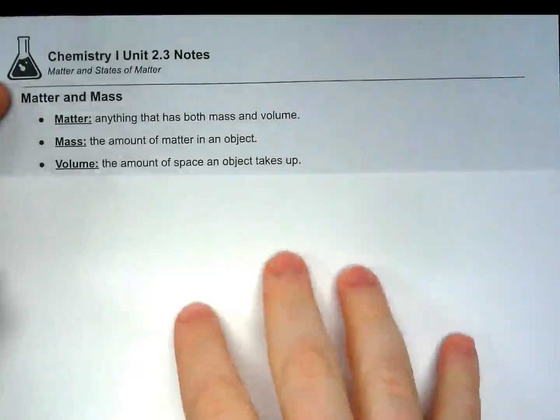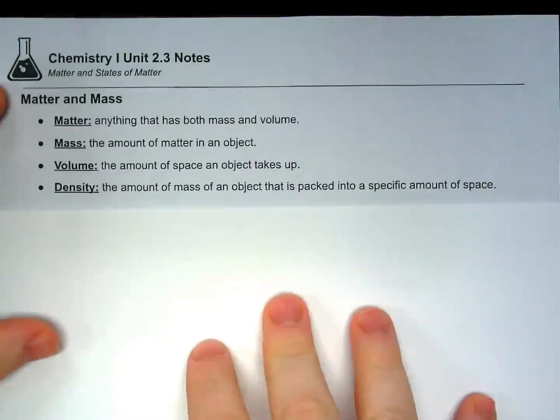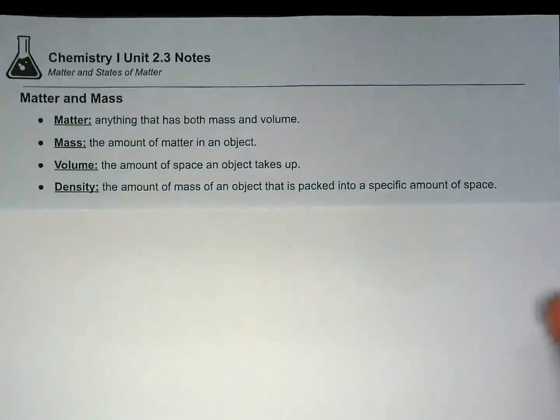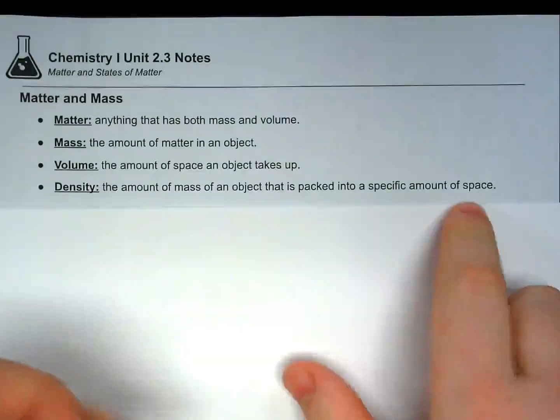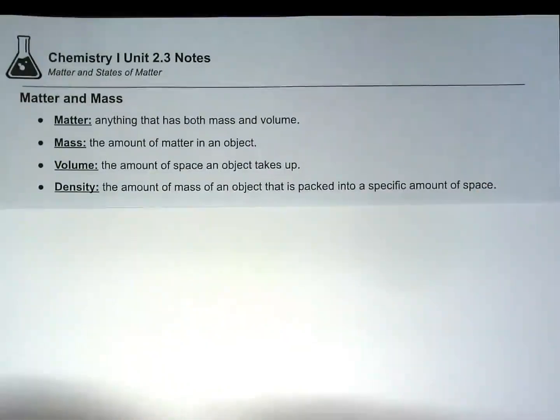Okay? So what do these have to do with one another? Well, when we combine them, we have something that's referred to as density. Density is the amount of mass of an object that is packed into a specific amount of space. How much mass do you have in a particular volume?